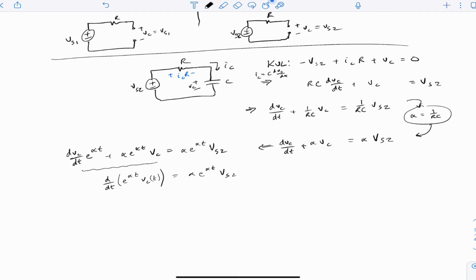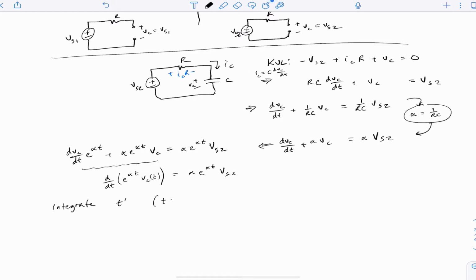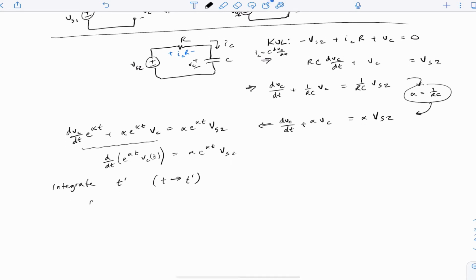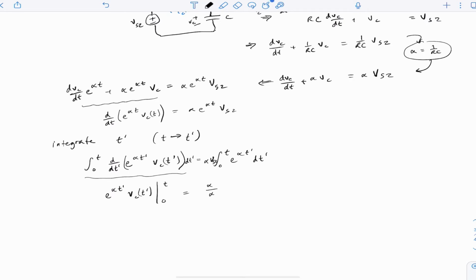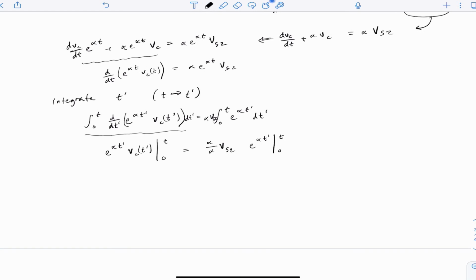Now we're going to integrate over, we'll call it t prime here, I guess. So t is going to get replaced by the dummy variable t prime. So we can integrate from 0 to t. We have this. Here's what we have on the left-hand side. On the right-hand side, and then expanding these out.